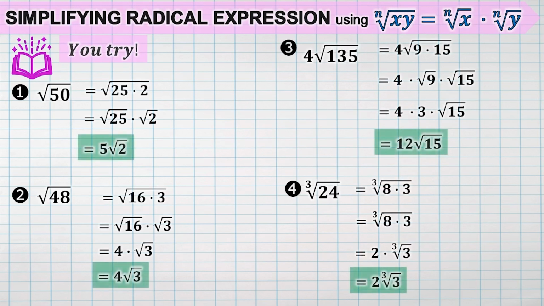Ayan. So, tingnan ng mabuti kung saang part kayo nagkamali. Ayan ang susunod nating titingnan kapag nagsagot or nag-simplify ulit kayo ng mga katulad nitong radical expressions.